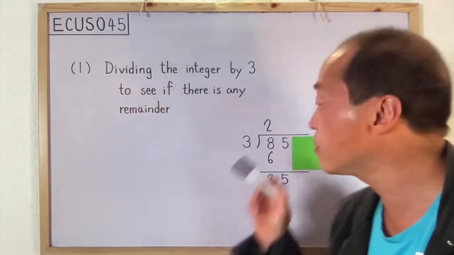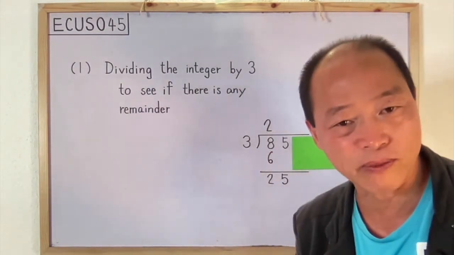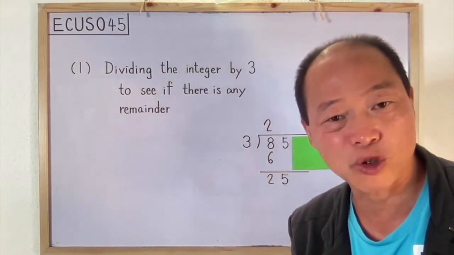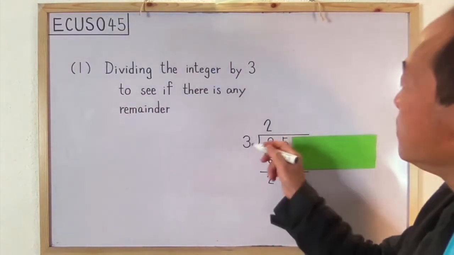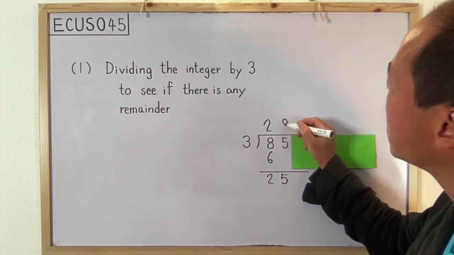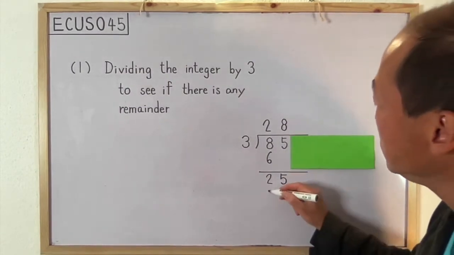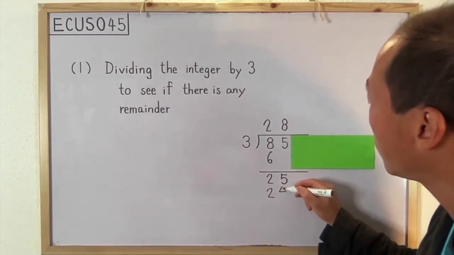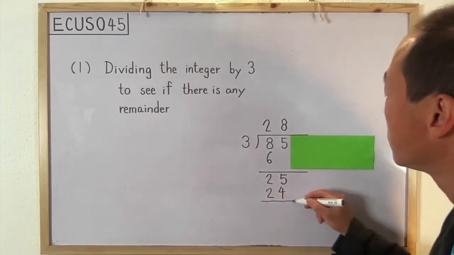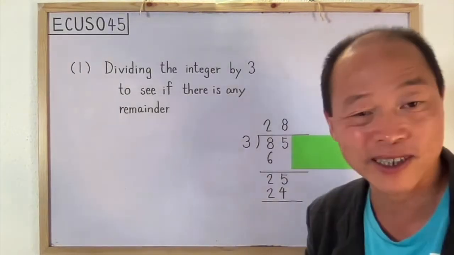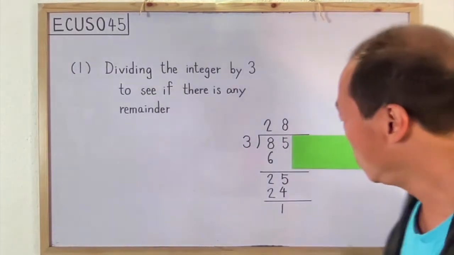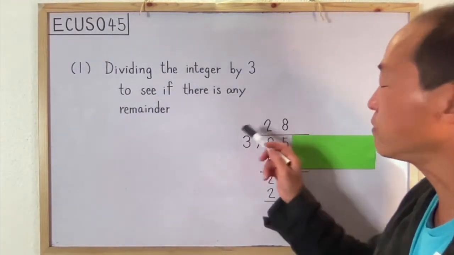Taking out 3 8 times from 25 means taking out 24 from 25. Therefore, we write 3 times 8 equals 24. When 24 is taken out from 25, the remainder is 1. 1 is smaller than 3.